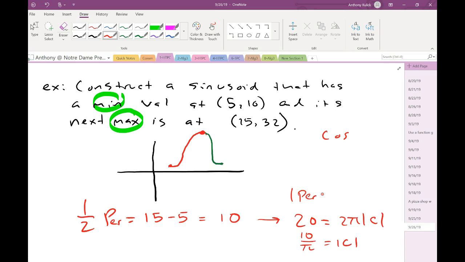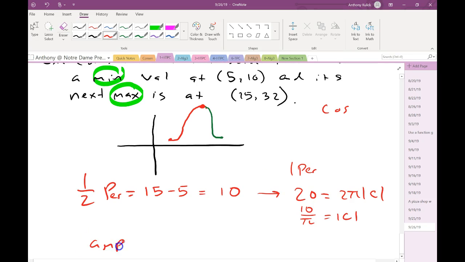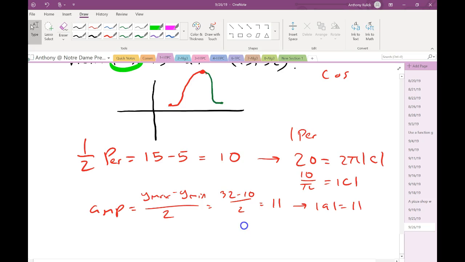So far, so good? I have enough information to calculate the amplitude. Remember, the amplitude is y max minus y min over 2. So the amplitude is 11, i.e. the absolute value of A is 11. Remember, that could be positive or negative.